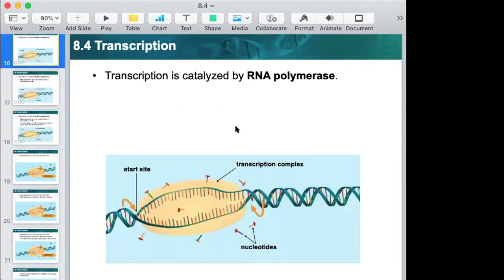We talked about DNA polymerase yesterday. DNA polymerase is what separates the DNA into two strands and makes it replicate. RNA polymerase is what causes transcription to happen, where you then convert DNA into RNA. So RNA polymerase is this tan blob right here, and that unwinds the DNA and then makes RNA.